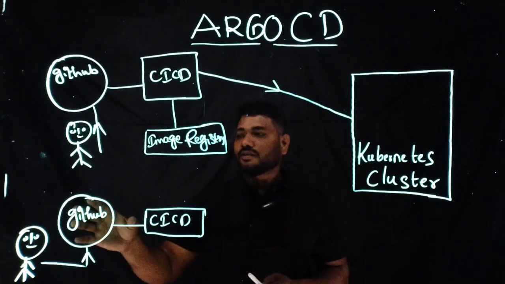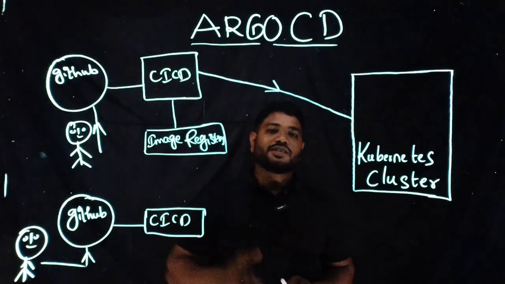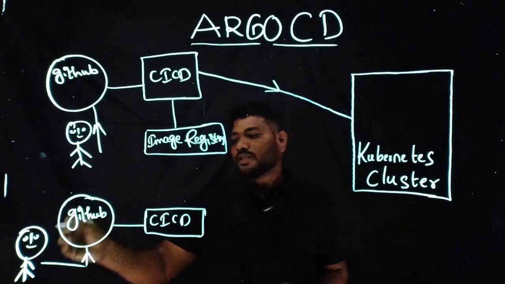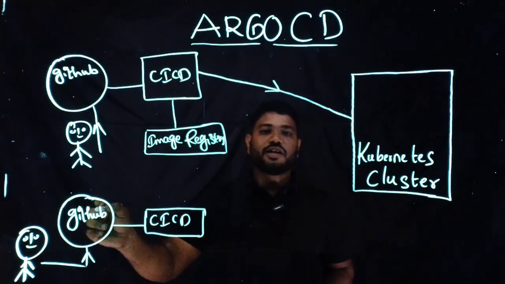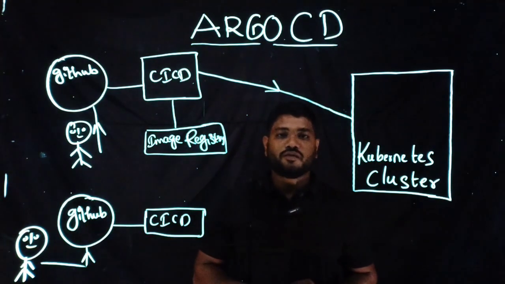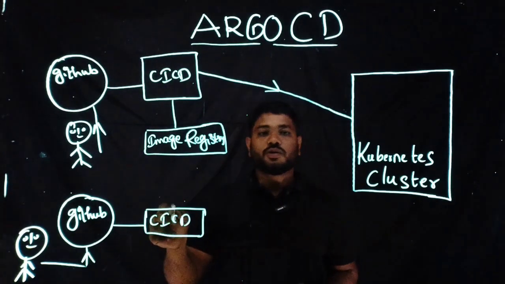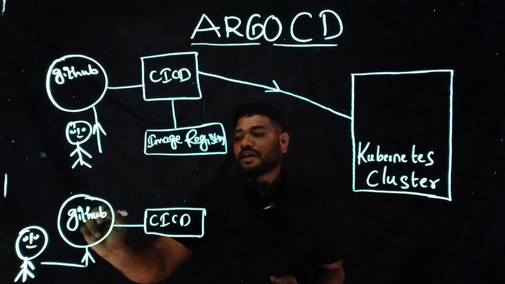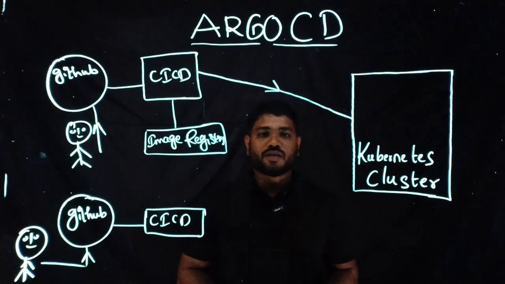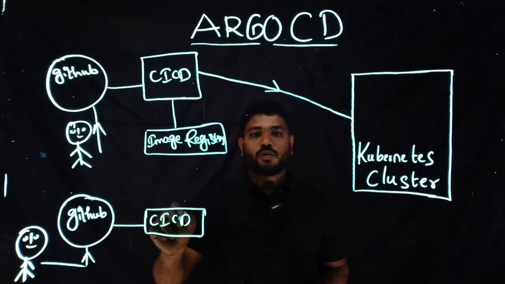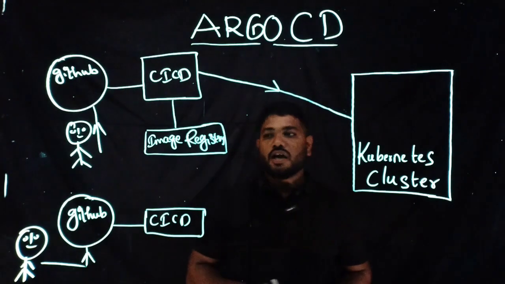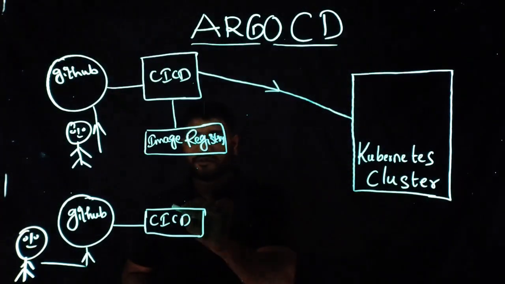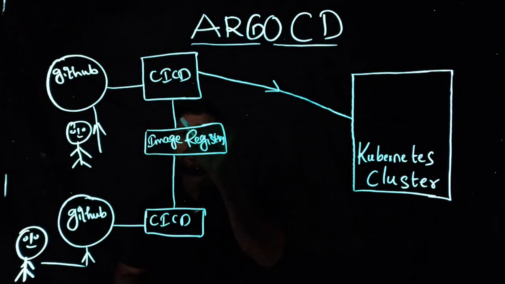The CI part is completely the same. Here there is a developer who pushes the source code into GitHub. The source code contains the Dockerfile, which our CI/CD tool is going to convert into an image, and it has all the Kubernetes manifest files. The CI/CD tool is going to build the code, build the image, and push it to the image registry. So same thing.